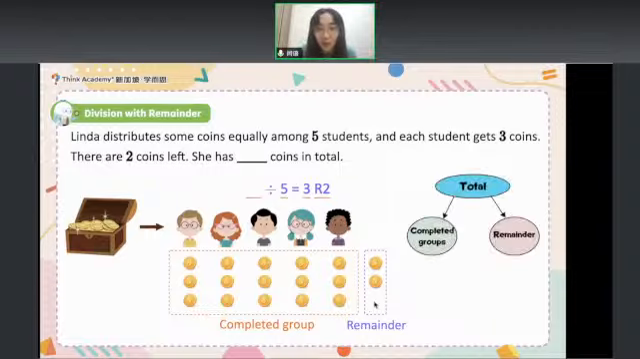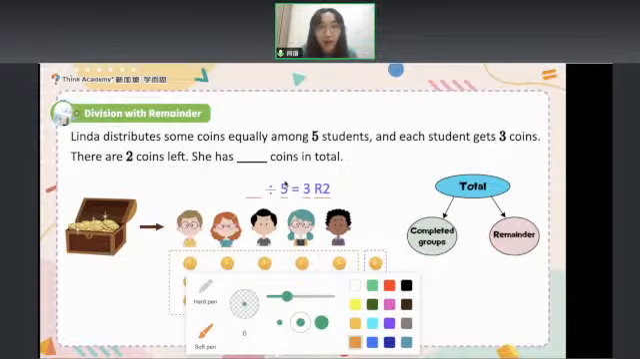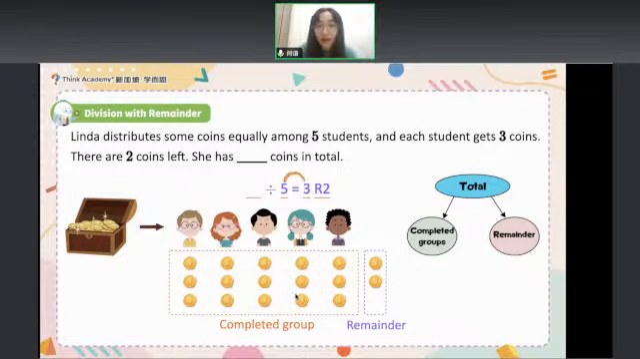Okay, pay attention to the orange part. That is 5 times 3. 5 times 3, you will get 15 for the completed groups. And then what about the remainder? You just plus 2, okay? So 15 plus 2, you will see that the answer is 17. Okay, so here, 17. Also, this is the relationship among total, completed groups, and the remainder.